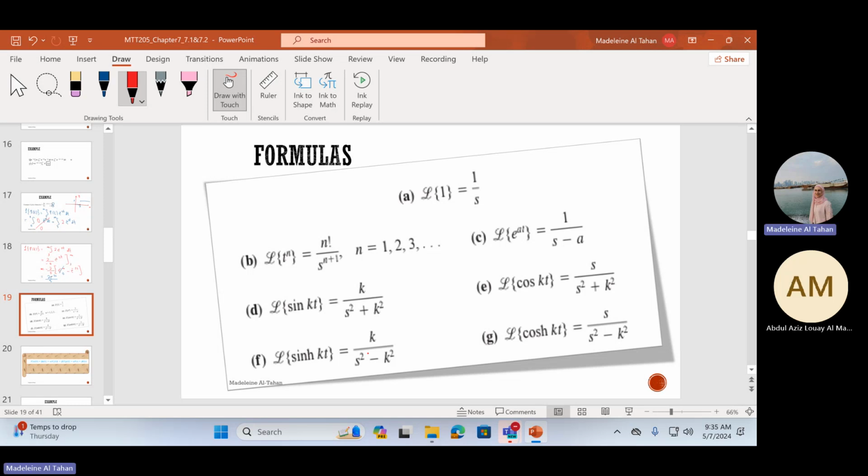Yes, Laplace reminds us of the integral. So if I'm giving you Laplace of f plus g, what do you think the answer will be? Perfect, the same as integral. What if I'm telling you Laplace of a constant times f? This constant, we'll put it outside the Laplace.